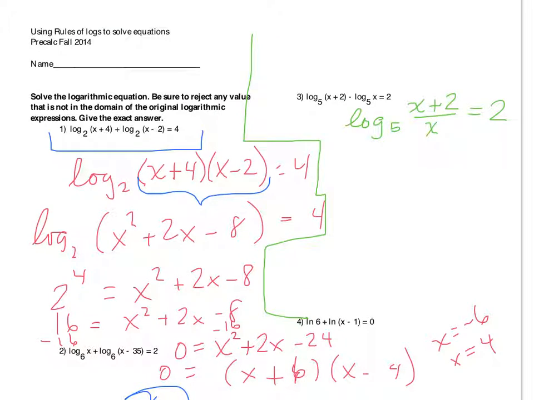All right, so we did reverse quotient rule. And now we have 5 squared equals (x plus 2) over x. So we have 25 equals (x plus 2) over x. You cannot, for the love of all that's holy, cancel those x's.